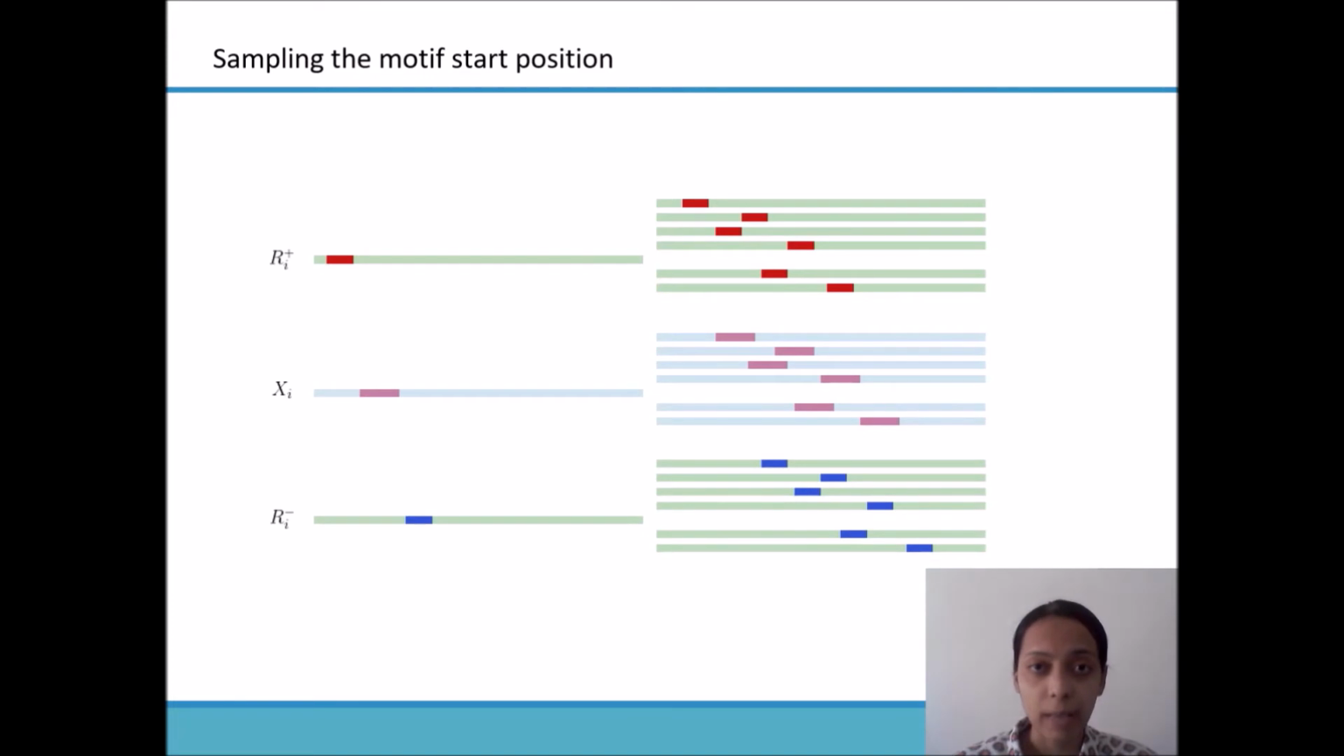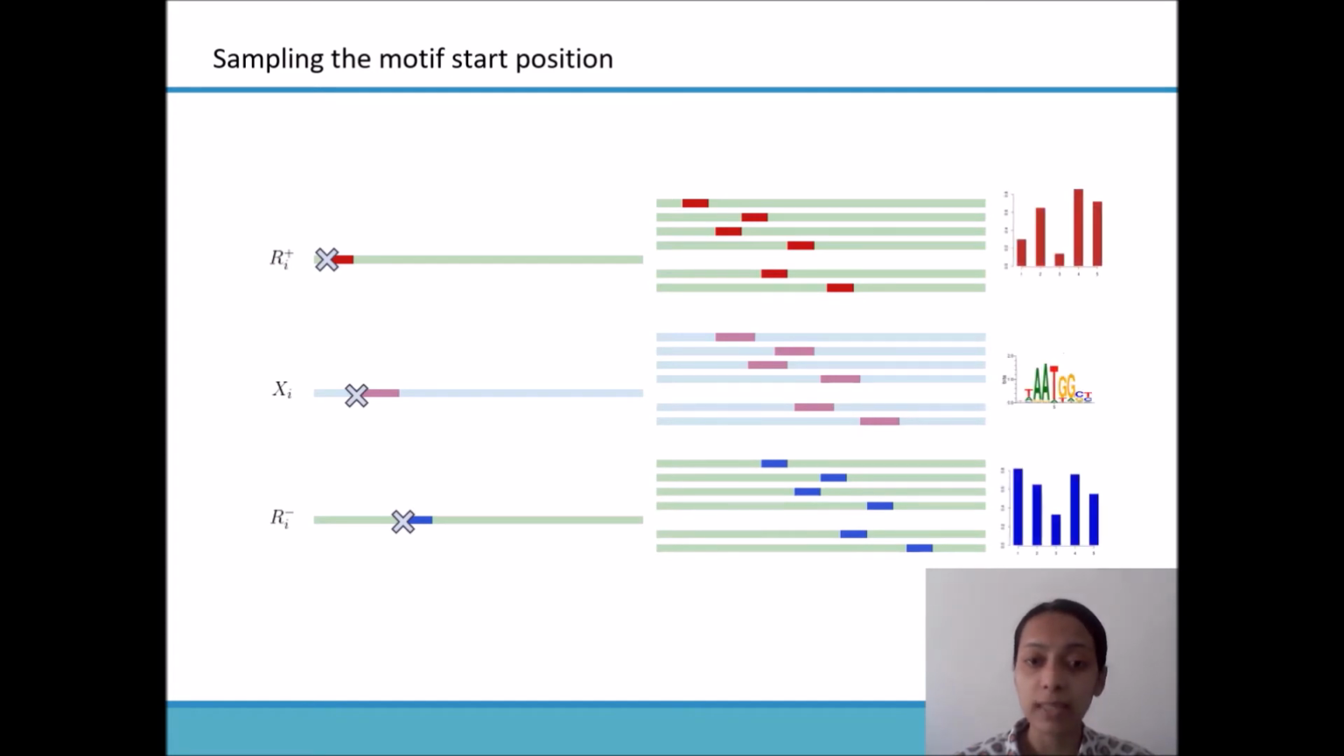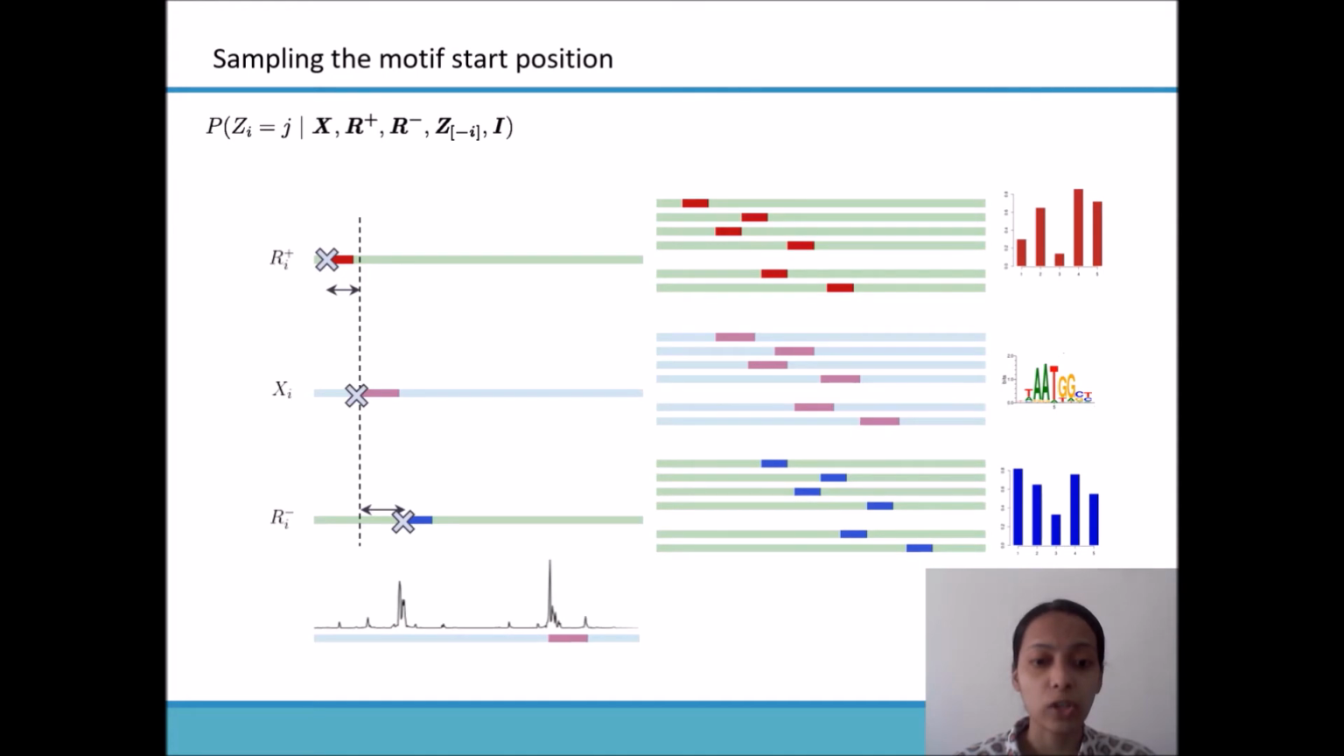In the next step, we remove a sequence xi and the corresponding sequences ri plus and ri minus. From the remaining sequences belonging to the same mode, we calculate our PSSMs phi k plus and phi k minus. Given these and the fixed values of tau k, we calculate a score for every possible position of the motif. From this score vector, we sample for the motif start position. Let it be zi equal to j here.